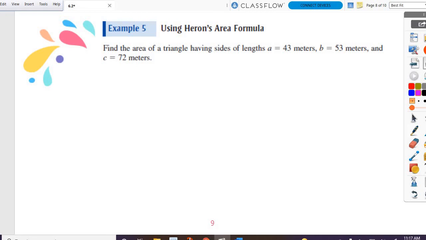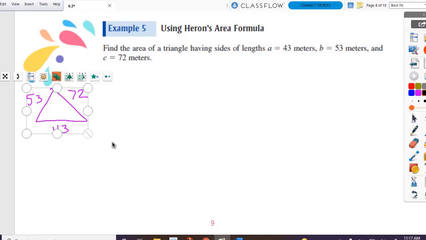Okay, so let's find the area of a triangle having sides A equals 43, B equals 53, and C equals 72. Now, really, in this case, our formula is not dependent upon our side lengths. So if it makes you happy, you can draw a picture, but since we're not having to set up ratios or anything like that, we don't have to worry about making sure the correct angle is the correct side or anything like that. But that's what your triangle would look like. So what did I say we need to find first?